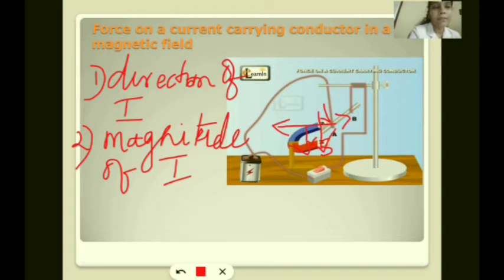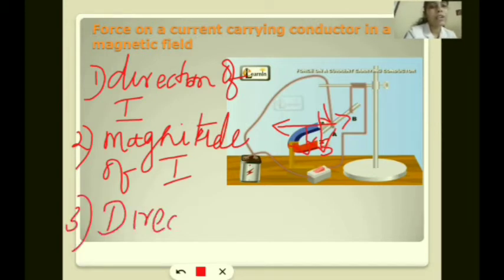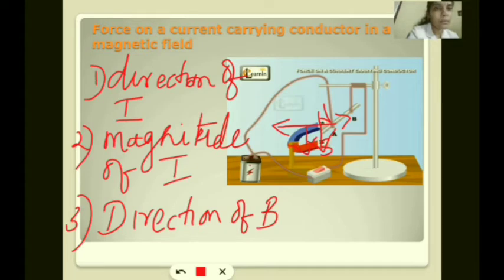So what does it mean? It means that when the direction of magnetic field is reversed, the direction of force is also reversed. So which is the third factor? Yes, the direction of magnetic field. Magnetic field is indicated by B. And at the same time, the strength of the magnetic field can also be a factor. Because if magnetic field is stronger, it exerts a stronger force on the conductor and the displacement also will be more. So the magnitude of magnetic field is also a factor.